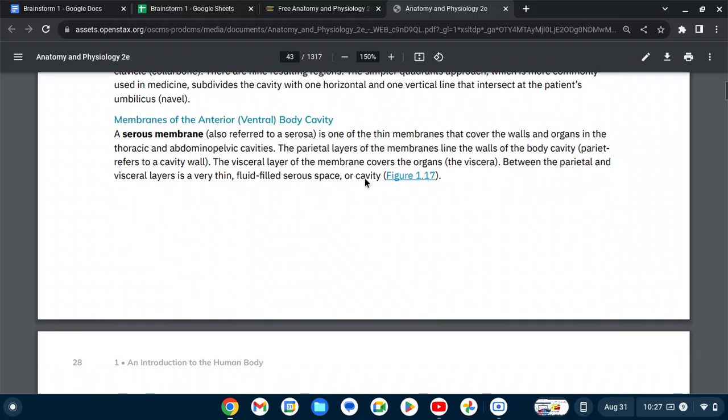Membranes of the interior body cavity. A serous membrane is one of the thin membranes that cover the walls and organs in the thoracic and abdominopelvic cavities. The parietal layers of the membranes line the walls of the body cavity. The visceral layer of the membrane covers the organs. Between the parietal and visceral layers is a very thin, fluid-filled serous space or cavity.